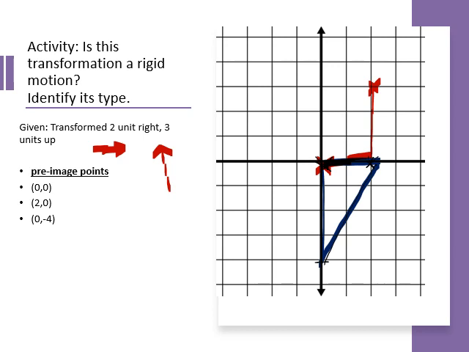I'm gonna use the second point, which is the yellow. I have to go 2 units to the right and 3 units up again. So 1, 2, and then 1, 2, 3. So this is my new point. Let's go for the third point, which is this one. I'll go 2 units to the right, 1, 2, and then up 3 units, 1, 2, 3. Okay, this is my third point.